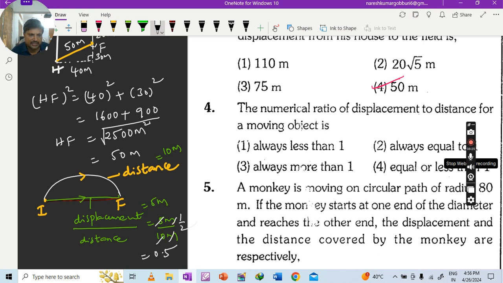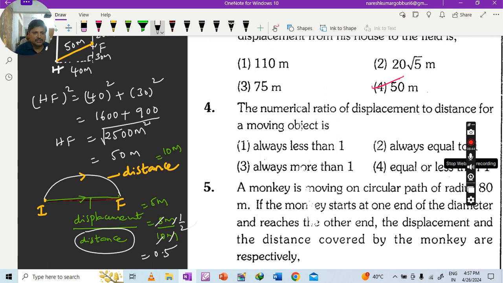Why? Because see here, distance is the greater one as compared to displacement when a body moves along a curved path. If the denominator value is greater, the ratio is always less than 1. So your answer is less than 1.